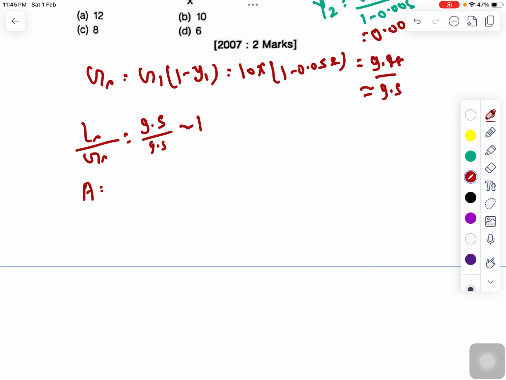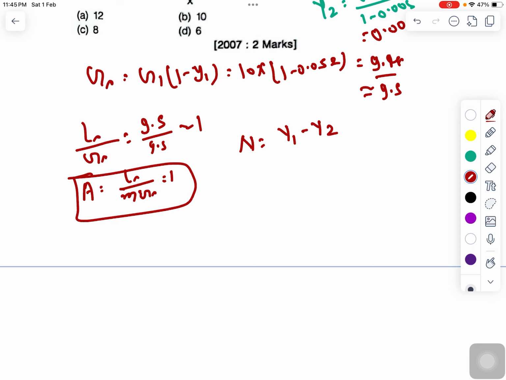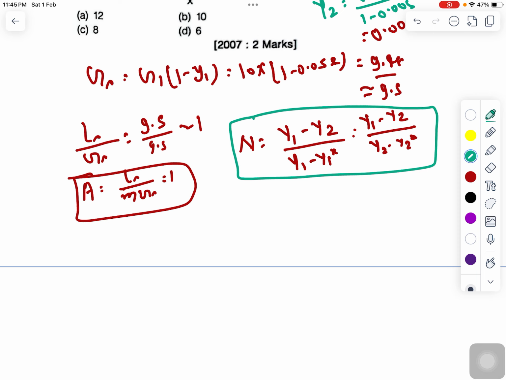So what is the absorption factor? That is equal to Ls divided by m Gs, that is equal to 1. So if the absorption factor is 1, then you can calculate the number of stages, that is equal to Y1 minus Y2 divided by Y1 minus Y1 star, or equal to Y1 minus Y2 divided by Y2 minus Y2 star. And this formula is only valid when the absorption factor is 1, right?